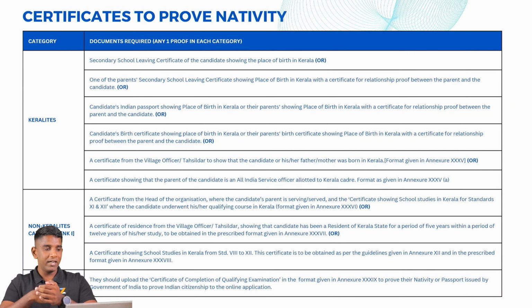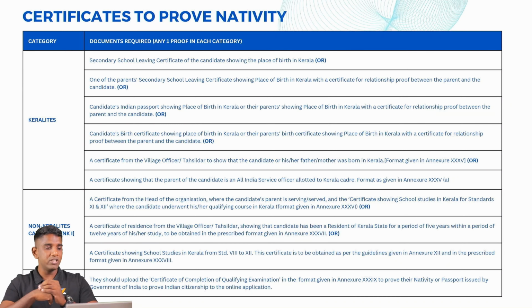The second type of certificate is one of the parents' school leaving certificate showing place of birth in Kerala, with a certificate for relationship proof between parent and the candidate. If your parent is born in Kerala, then you can show their 10th standard certificate saying that they are born in Kerala, and you have to produce a certificate to show that the parent and the candidate are related. This can be proven by either a passport or any other certificate which has the parent's name and the candidate's name in the same certificate.